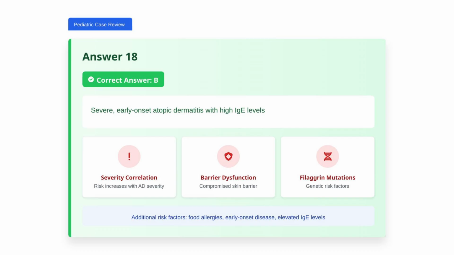The risk correlates strongly with the severity of atopic dermatitis and the degree of skin barrier dysfunction. Other risk factors include history of food allergies and mutations in the filaggrin gene, which is important for skin barrier function. These factors highlight the importance of aggressive management of underlying atopic dermatitis to prevent this complication.